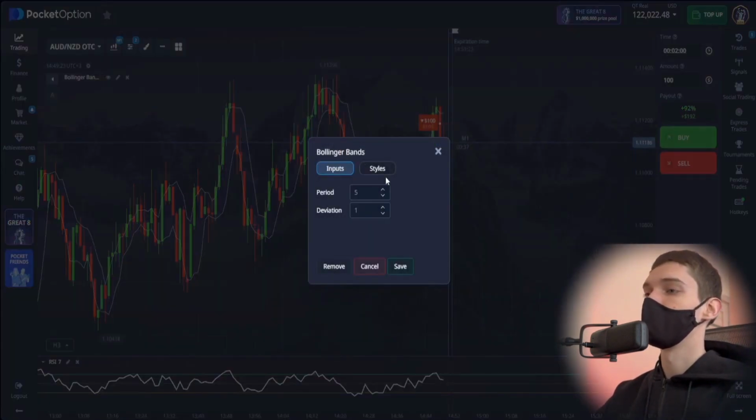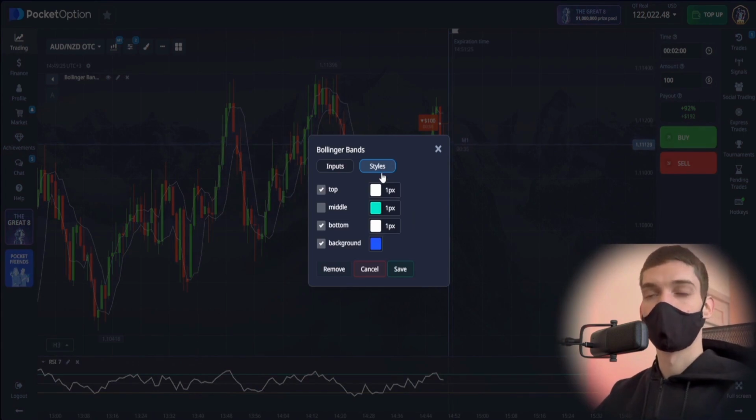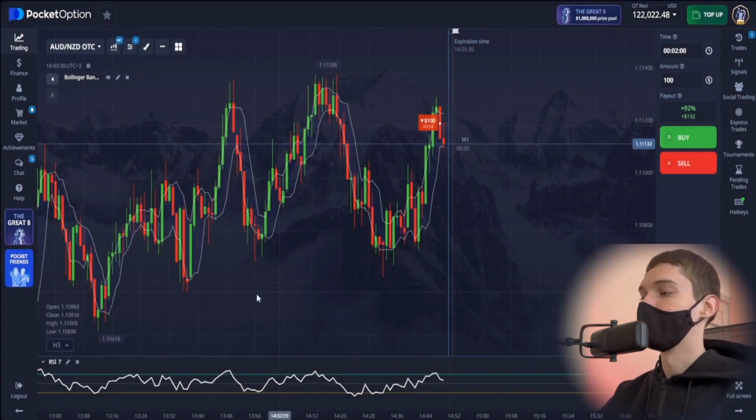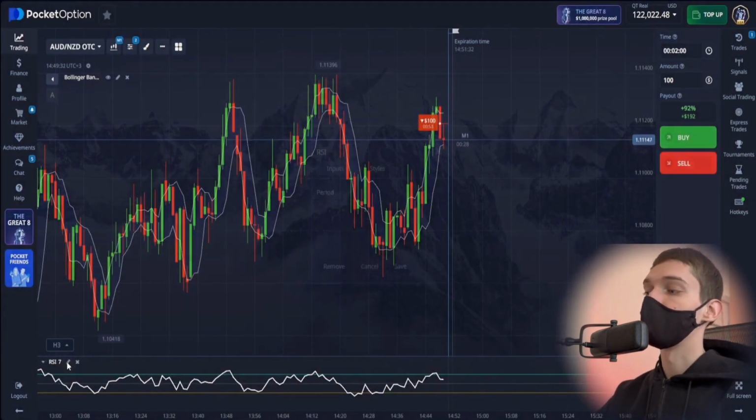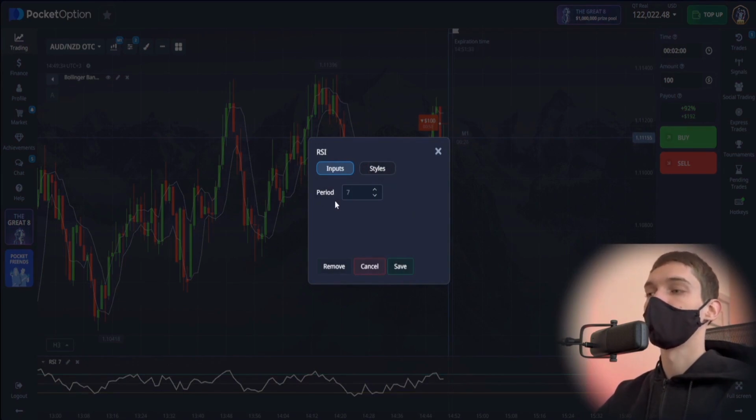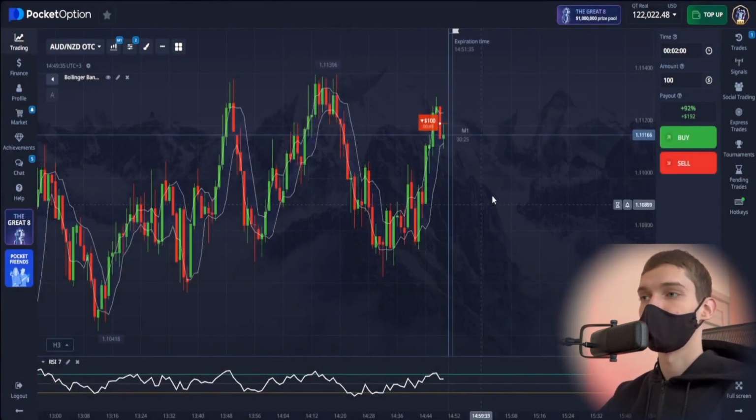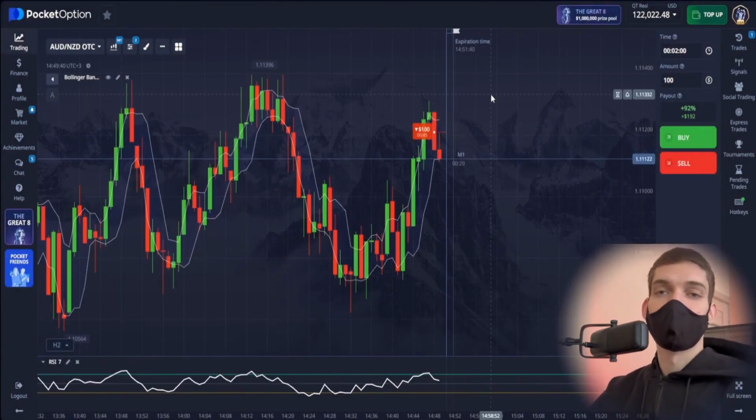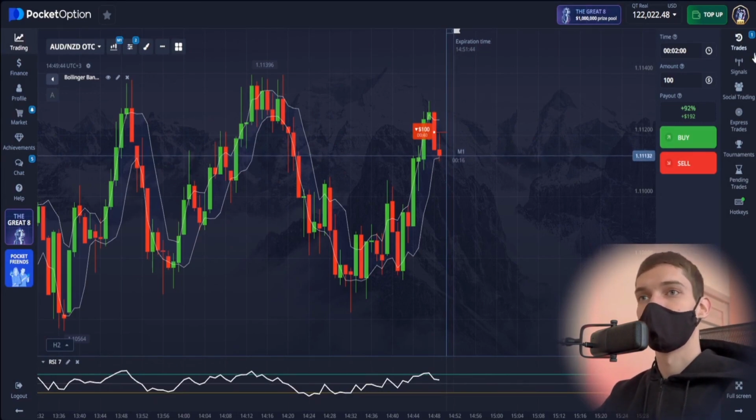In the Bollinger Bands indicator, I only change the appearance settings to make trading more comfortable. In the RSI indicator, I also slightly changed the appearance settings and changed the period to the 7th. Save. This strategy is closely linked to technical analysis, and probably that's why it has such a decent success rate.